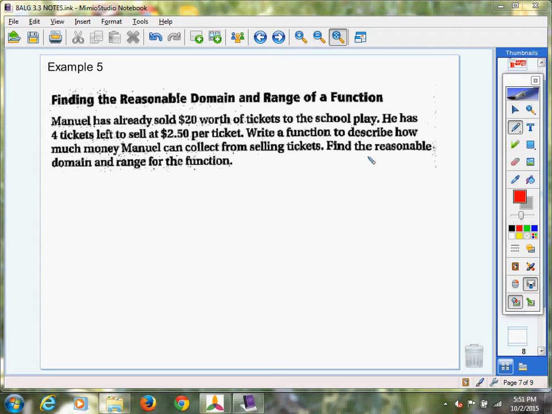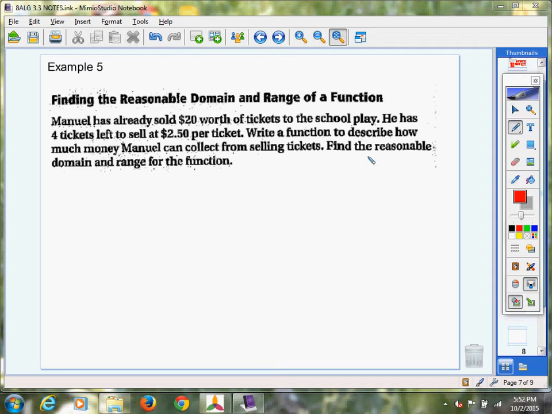All right, let's take a look at our situation. Manuel has already sold $20 worth of tickets to the school play. He has 4 tickets left to sell at $2.50 per ticket. We're going to first write a function to describe how much money Manuel can collect from selling tickets, and then we're going to find the reasonable domain and the reasonable range for the function. With reasonable domain and range, we're still finding the domain and range. And really, the range depends on what we establish the domain to equal. Because remember, y is our dependent variable, and y depends on x. So we have a certain situation, and we're going to follow through with it.